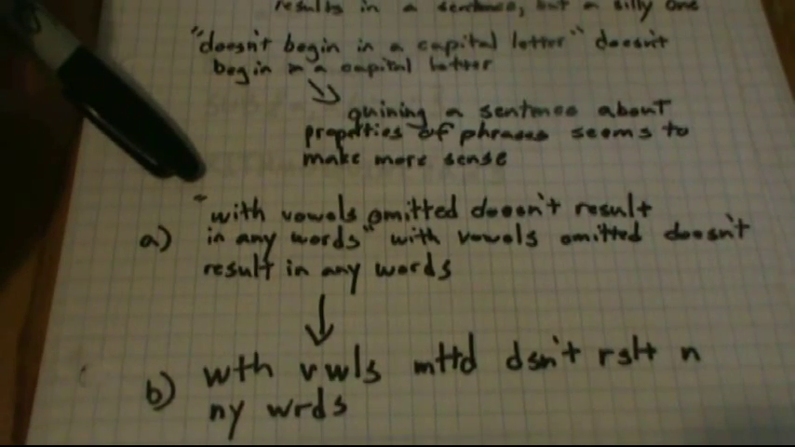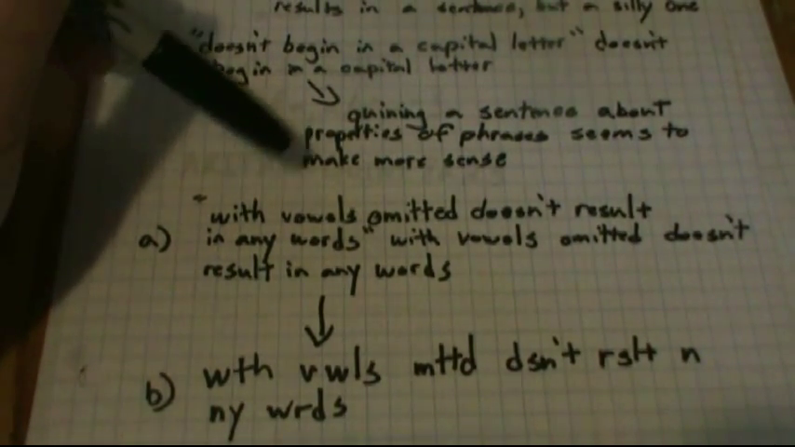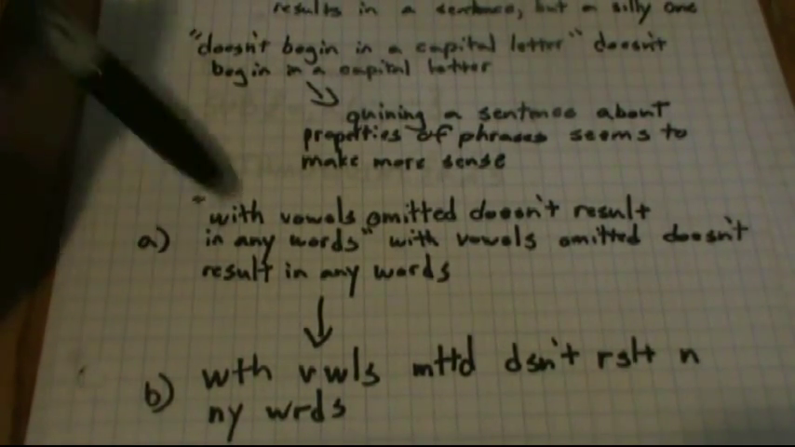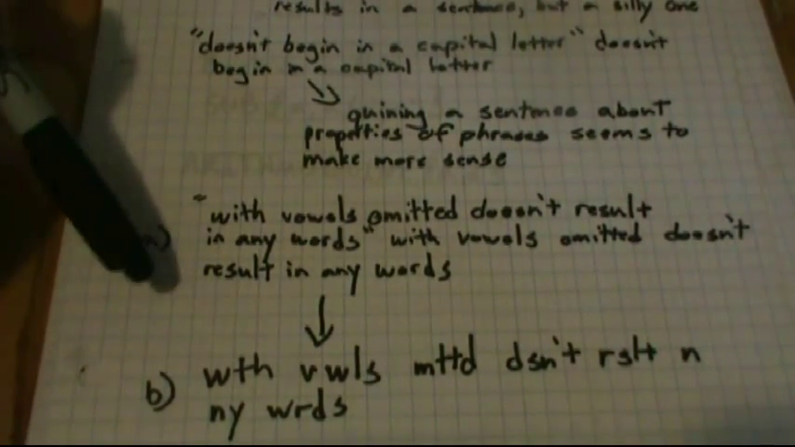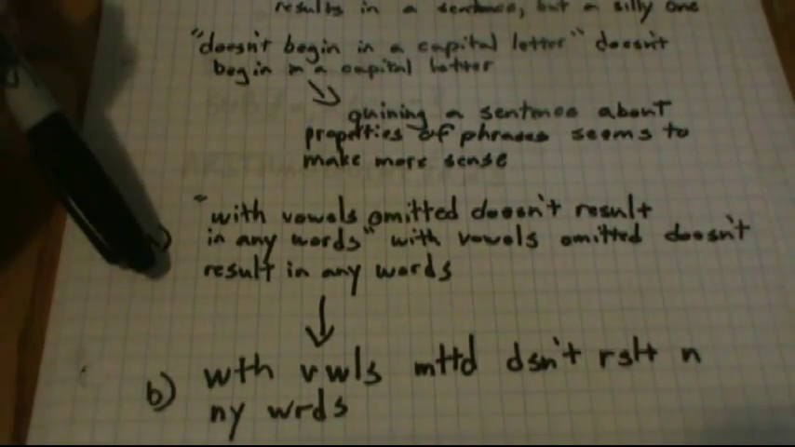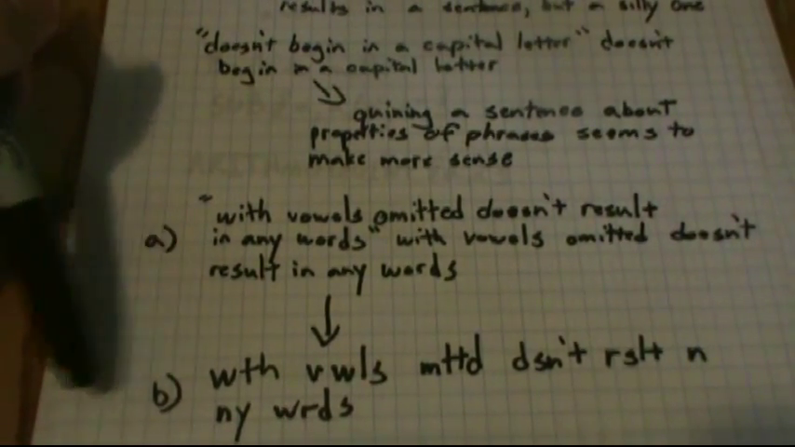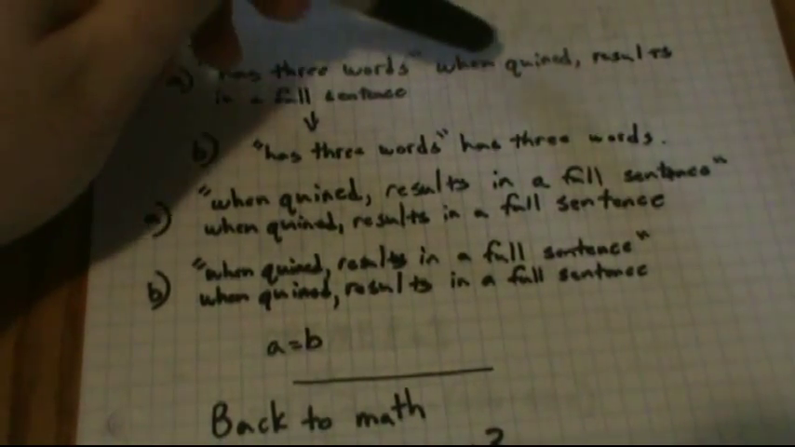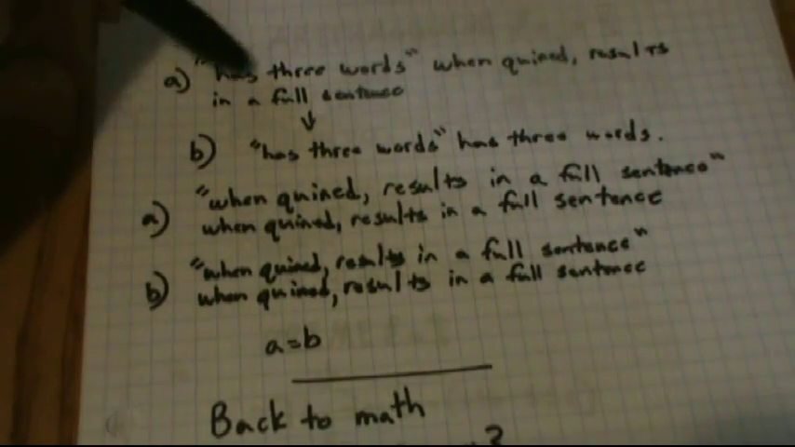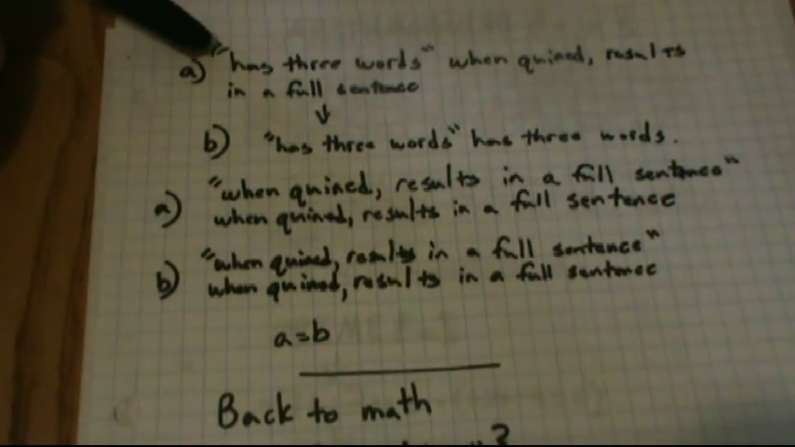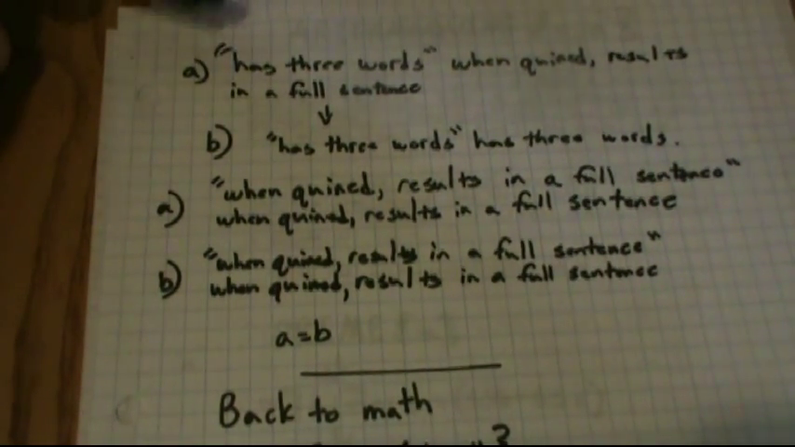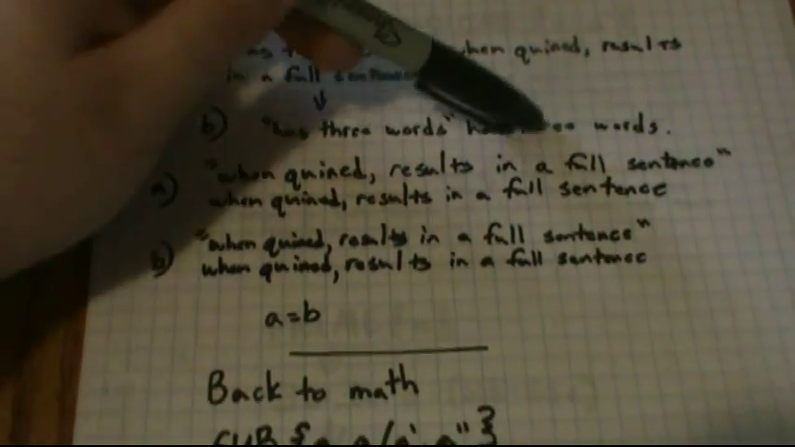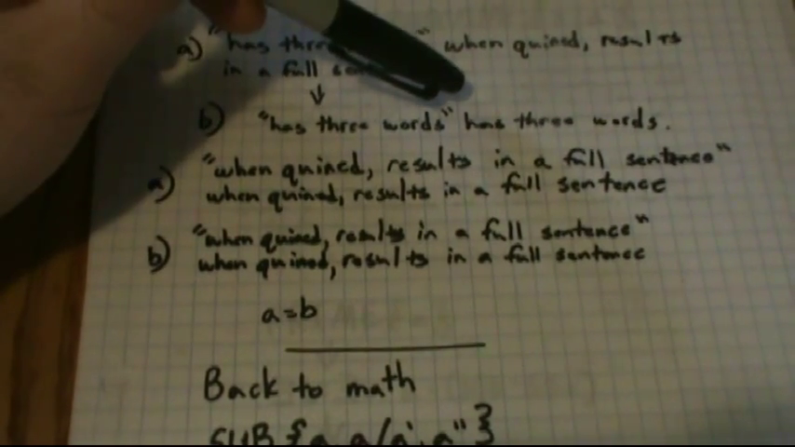If we take the sentence, with vowels omitted doesn't result in any words, with vowels omitted doesn't result in any words, clearly that's referring to some other series of letters. What series of letters is that? Well, it's this one. So, we've got something in quotation marks. Oh, and the instructions are to quine whatever happens to be within those quotation marks. So what is it that we're going to be quining? Look, that's a subjectless sentence fragment. We've got has 3 words, has 3 words. We can see that that's true.